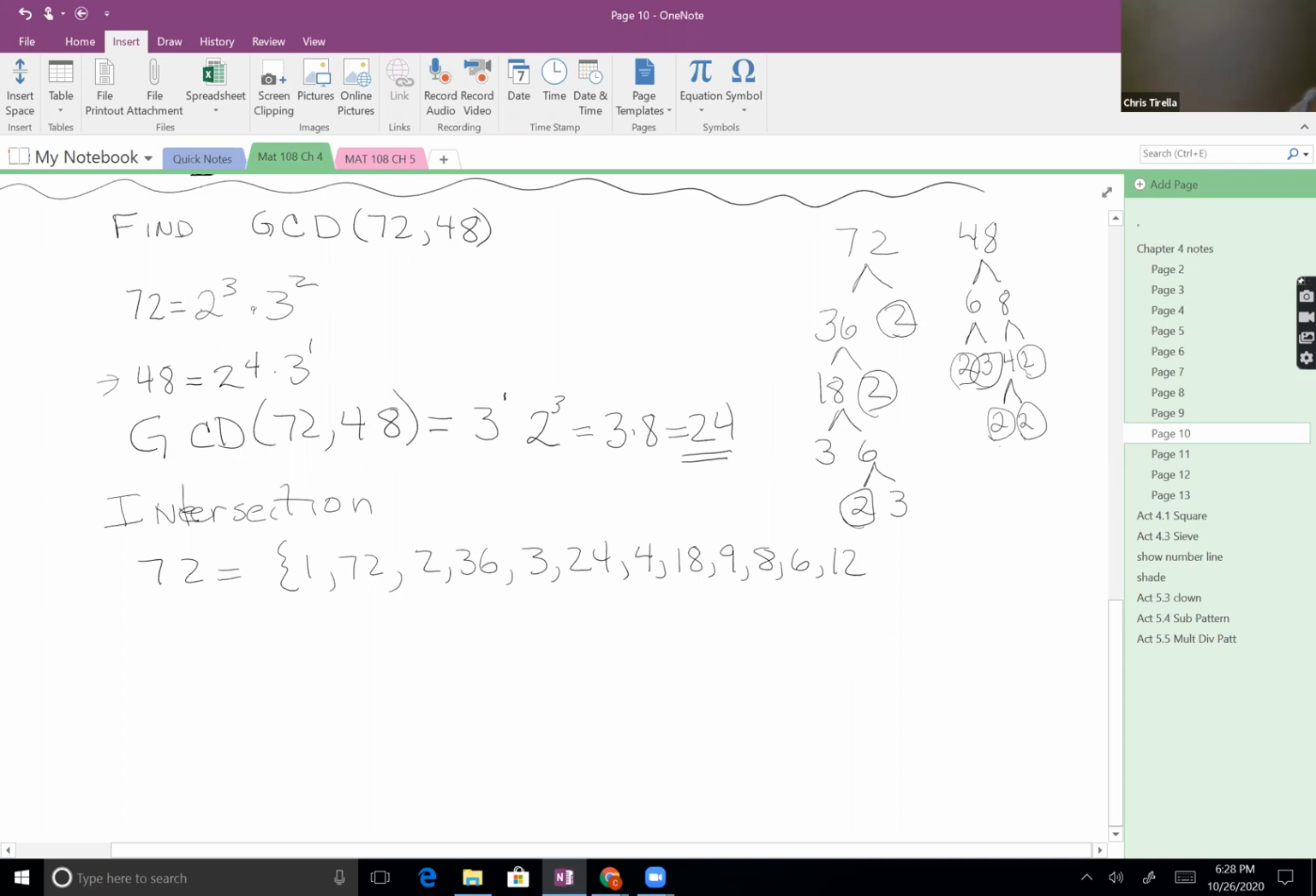Remember last class we said one way of finding out the total number is to take those exponents and add 1, which would tell me that I should have 4 times 3 or 12 factors. Let's see, we've got 1, 2, 3, 4, 5, 6, 7, 8, 9, 10, 11, 12. Yay, we got them all. Now 48, if I look at the exponents, I should have 5 times 2 or 10 factors of 48.